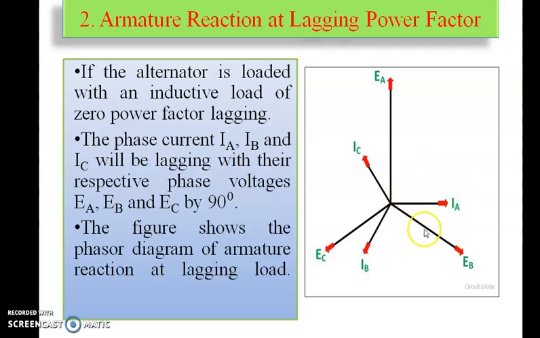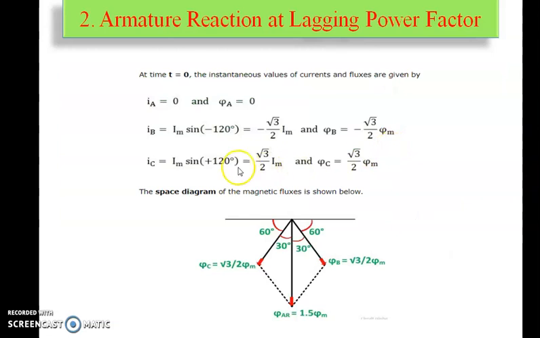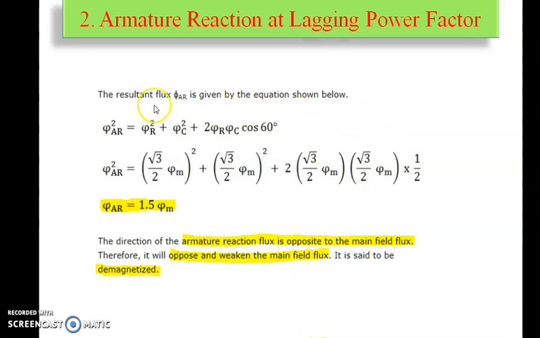Now IB has minus 120 degrees, and IC equals minus 240 degrees, or simply it is leading the main current by 120 degrees. The space diagram, simply called the phasor diagram of magnetic fluxes, is as shown below. So this one, phi c, equals root 3 by 2 phi m, and phi b equals root 3 by 2 phi m, and taking the resultant of these two vectors, I get phi AR, that is the resultant phi AR equals 1.5 phi m. The resultant flux phi AR is given by the equation shown below.